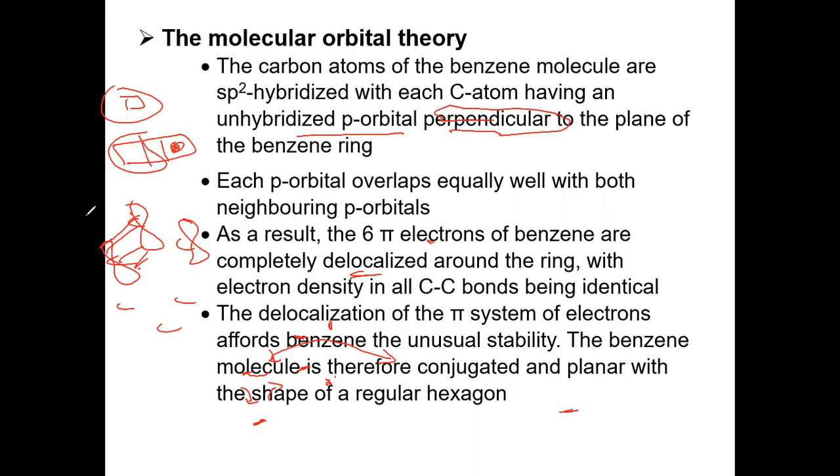They are 90 degrees to the plane and overlap. Once they overlap, the whole system gets connected. The ring system gets connected, so electrons can move around. That is why we say the double bonds are not stationary. The electrons can move around, right?